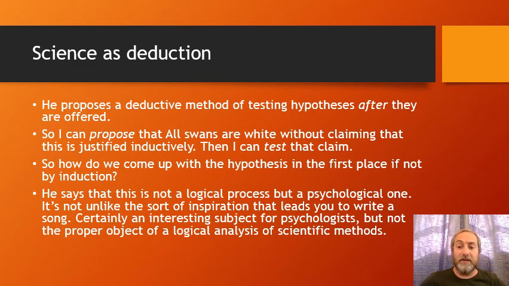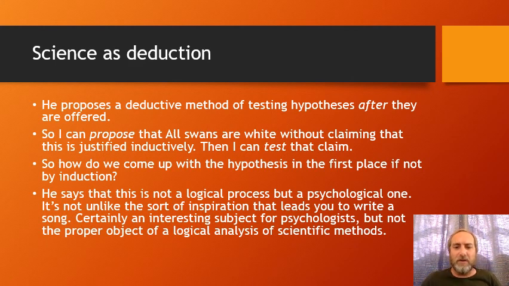Popper offers an analysis of the scientific method as deductive, right? Not inductive. Deductive reasoning, we don't really have any problem with, so long as you believe rules like modus ponens, which everyone seems to think are sort of more secure than inductive inferences. So he proposes a deductive method of testing hypotheses after they're offered, right? So instead of observing a bunch of swans and then drawing a general conclusion based on our observations, we just start with the general claim, right? So I'll hypothesize that all swans are white. And I'm not making any claims for its justification from observation. But what I can do is then test that claim, right, through experiment.